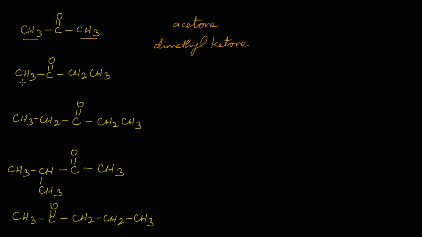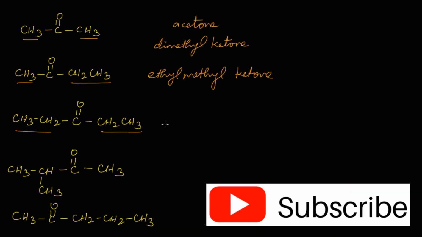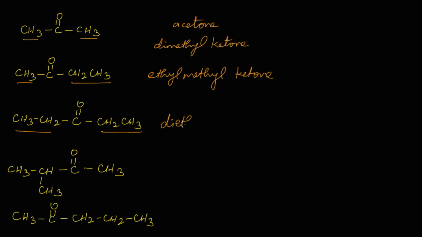Now the second one, here methyl, here ethyl. In the alphabet, E comes before M, so ethyl is named first in the common name. This is ethyl and this is methyl, so ethyl methyl ketone. And the next one, this is ethyl and this is ethyl. Two ethyl groups are there, so diethyl. As the functional group is CO, that is ketone, we need to write ketone. So the name is diethyl ketone.